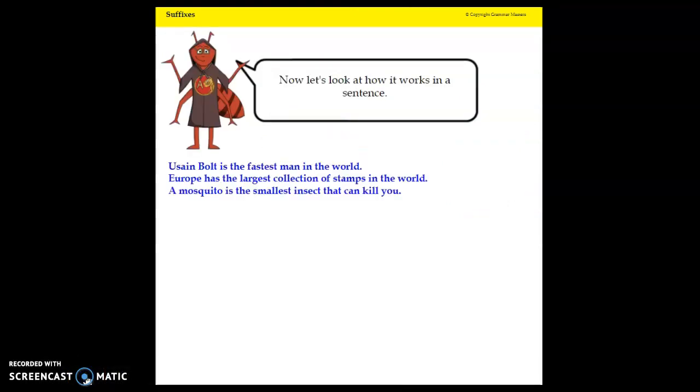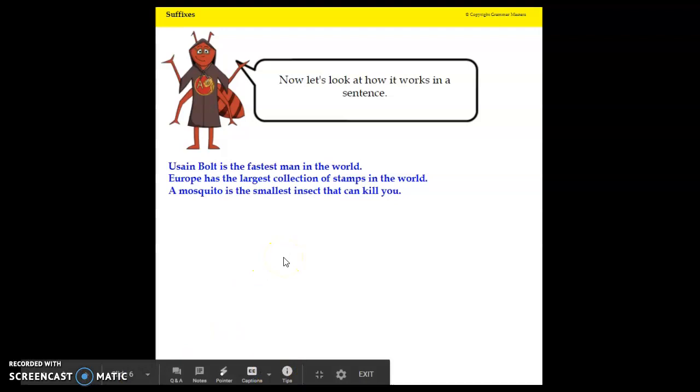So let's have a look at how it works in a sentence. So let's look at the examples. So Usain Bolt is the fastest man in the world. Europe has the largest collection of stamps in the world. A mosquito is the smallest insect that you can kill. How has it changed the meaning of the sentence?